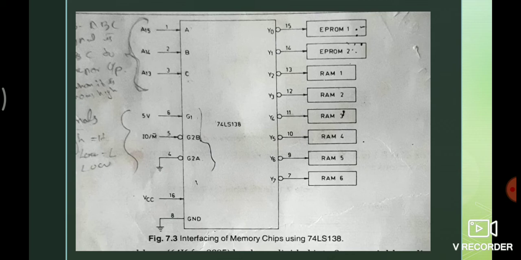Now Y0, Y1, Y2, etc. up to Y7 are the 8 output lines. An output line goes low when it is selected, because they are active low outputs. And other output lines remain high. So when we select an output line, that becomes low and all others become high.